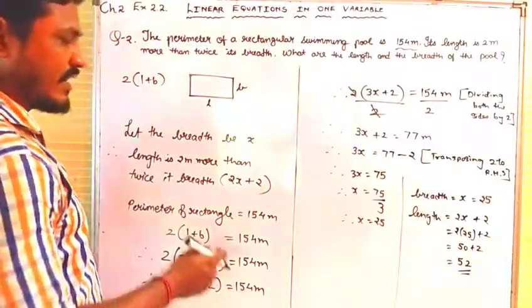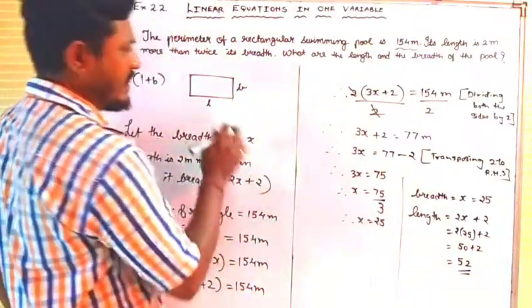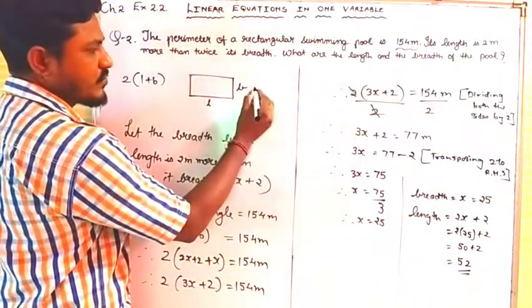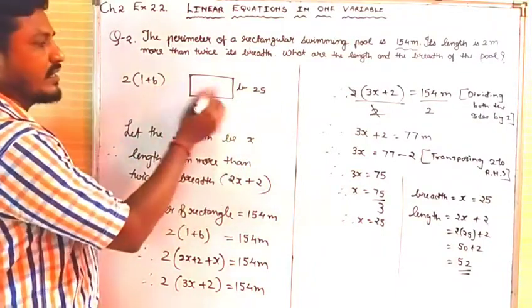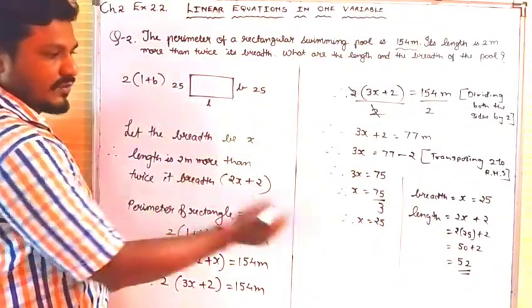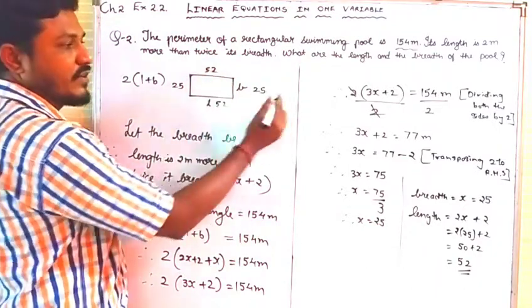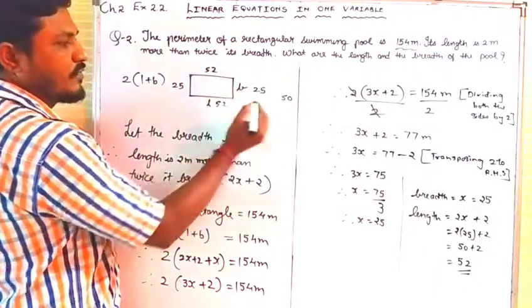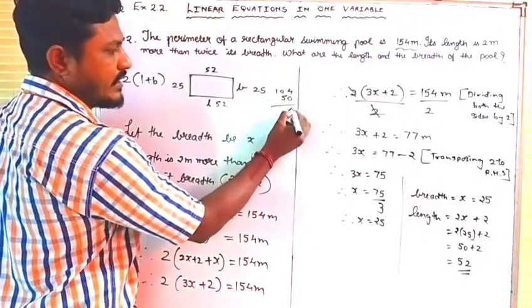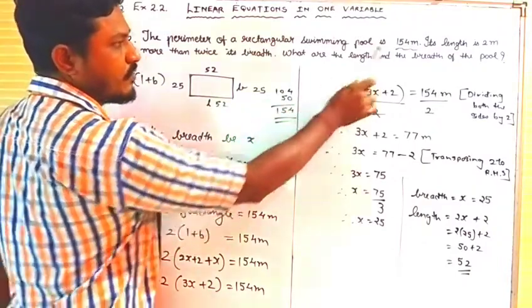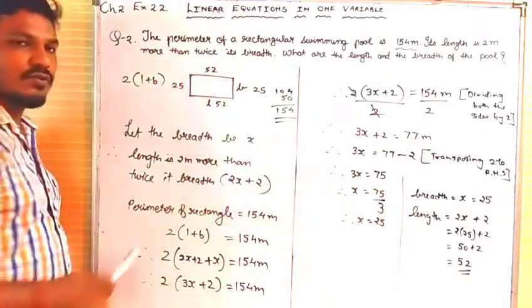Now if you want to check, you just place the length and the breadth. I will write the breadth, which is 25. As in a rectangle, opposite sides are equal, and the length is 52. You can easily check. 25, 25, 50. 52, 52, 104. Add it and you will get 154, which is the perimeter given in the question.